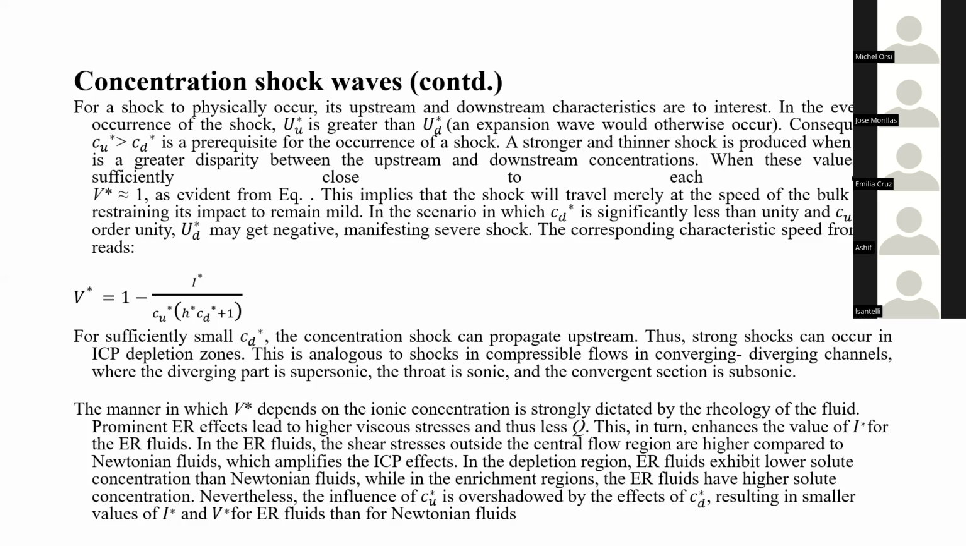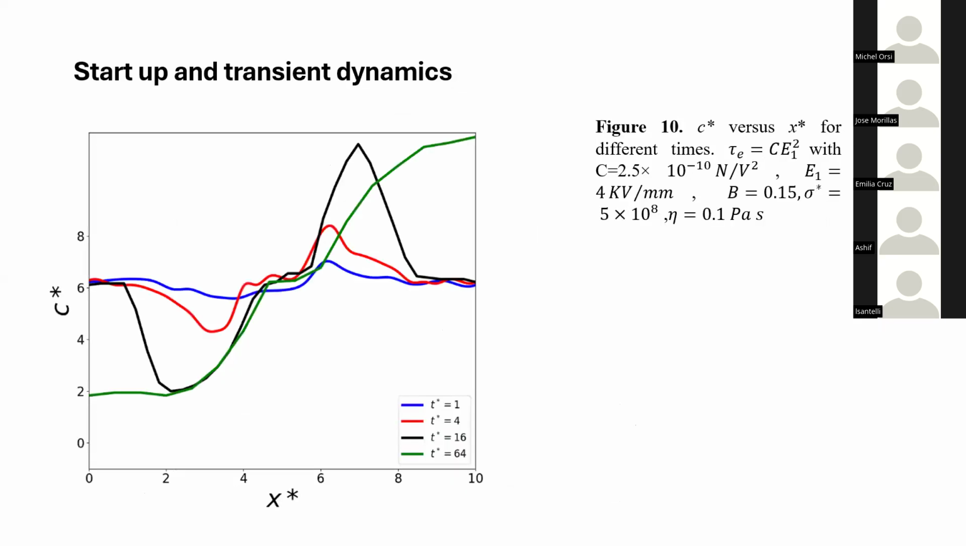The manner in which V star depends on the ionic concentration is strongly dictated by the rheology of the fluid. Prominent ER effects lead to higher viscous stresses and thus less Q. This in turn enhances the value of I star for ER fluids. In ER fluids, the shear stresses outside the central flow region are higher compared to Newtonian fluids, which amplifies the ICP effects. In the depletion region, ER fluids exhibit lower solid concentration than Newtonian fluids, while in enrichment regions, the ER fluids have higher solid concentrations. Nevertheless, the influence of C upstream is overshadowed by the effects of C downstream, resulting in smaller values of I star and V star for ER fluids than for Newtonian fluids.